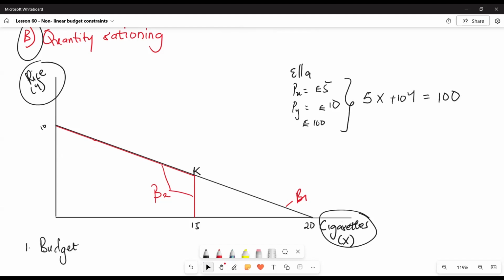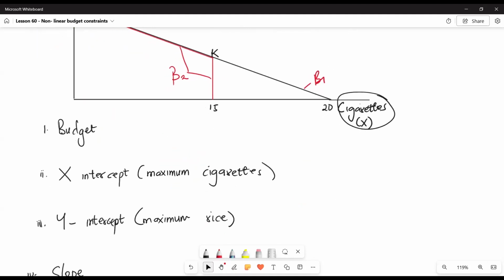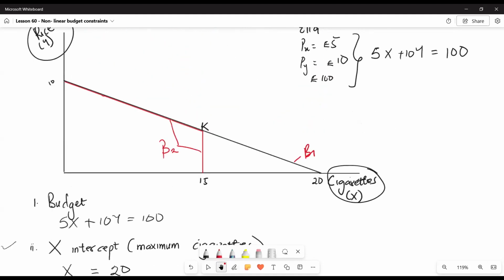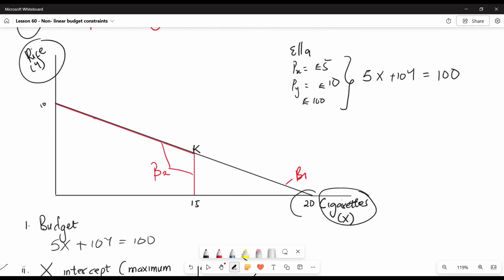With this budget, let's look at what the x-intercept and y-intercept are. We have a budget of 5x + 10y = 100, and in our previous lessons, we've talked extensively about how to get the x-intercept and the y-intercept. So the x-intercept is equal to 20 and the y-intercept is equal to 10. Now we can represent this on our graph, where our x-intercept is 20 and our y-intercept is 10. This gives us a budget line called B1.